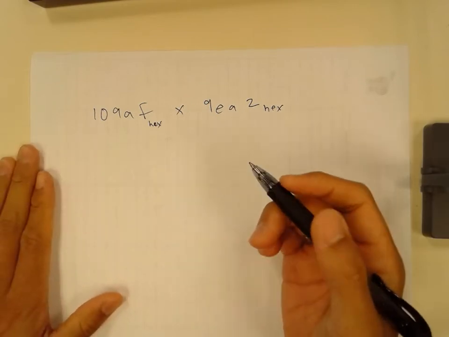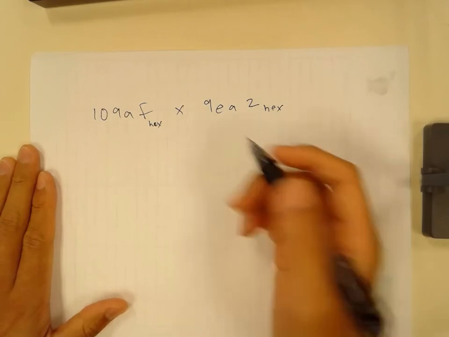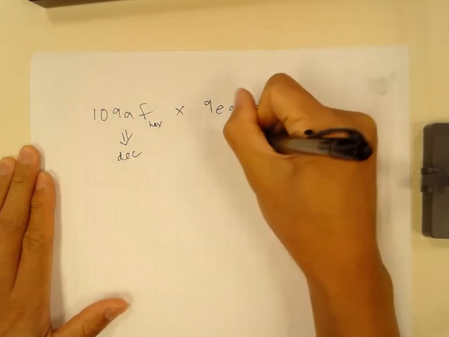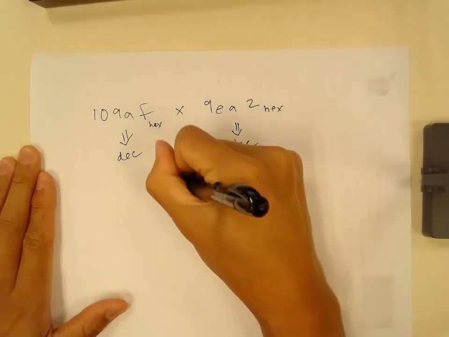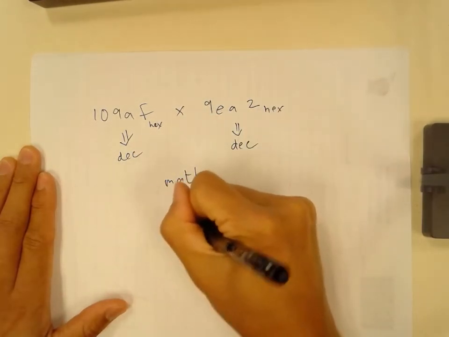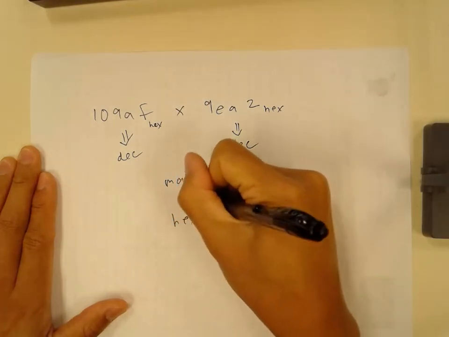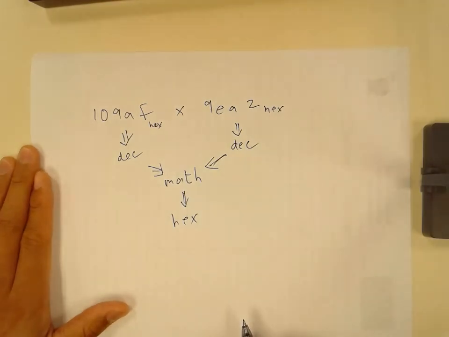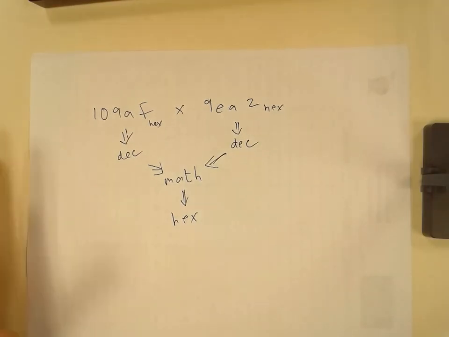So the most efficient way to do this is to convert these guys both to decimal, right? Do the math, and then convert back to hex. Okay. So that's what I suggest that you do.